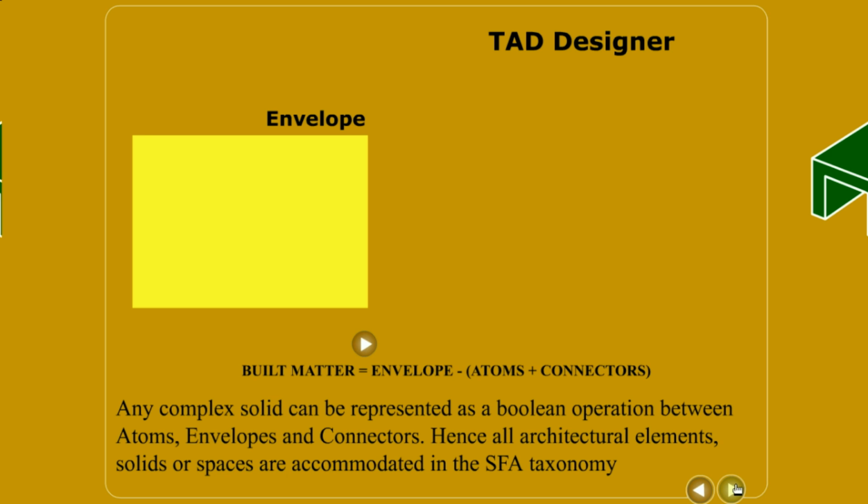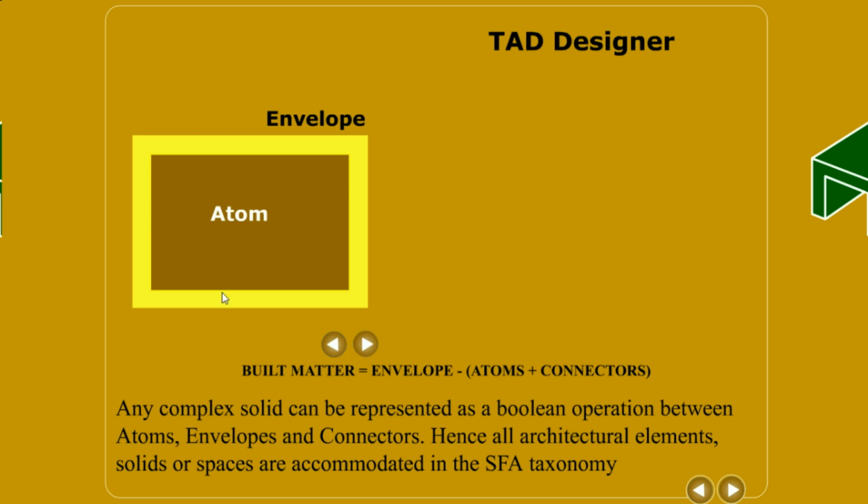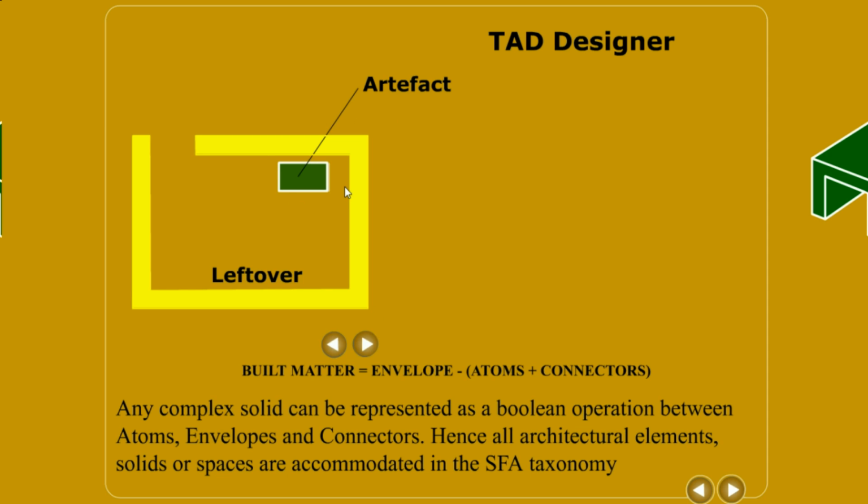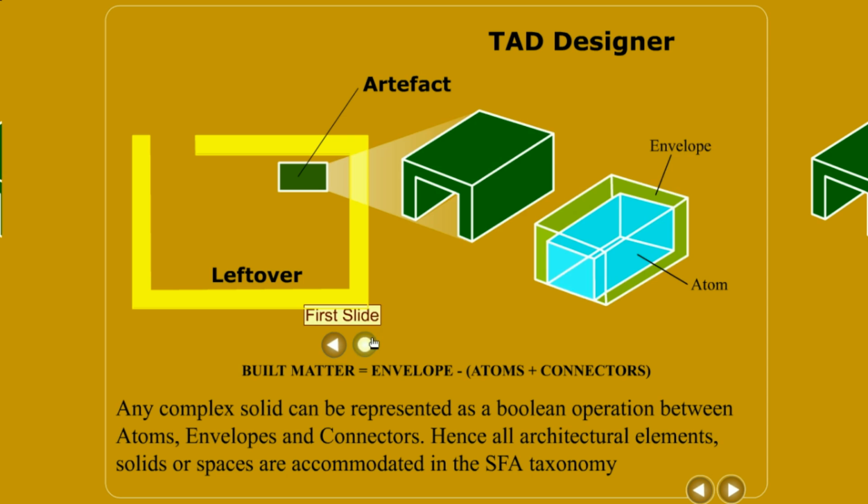But how did TAD handle this? In TAD, we talk about the outer envelope, and then we say there's an inside atom, and inside that atom there's a connector, and there you are. I have represented that particular room. Now, inside that room, I further put in an artifact, say a table, and if you look closely at that artifact, voila, it looks like this.